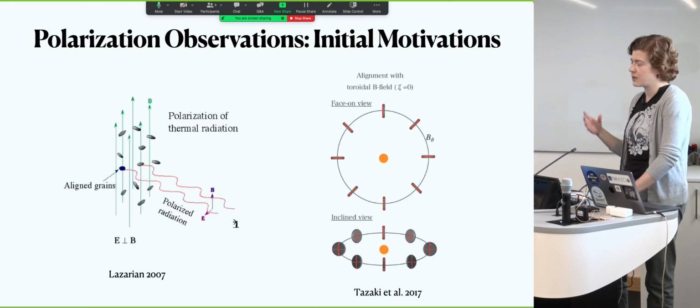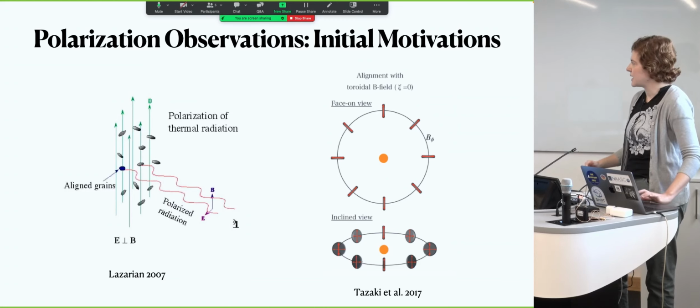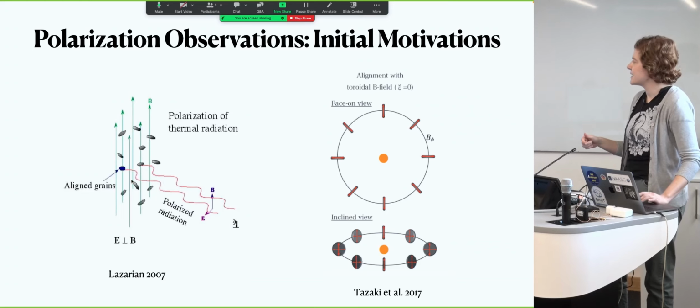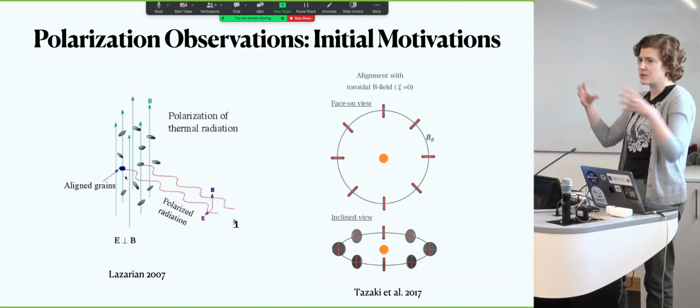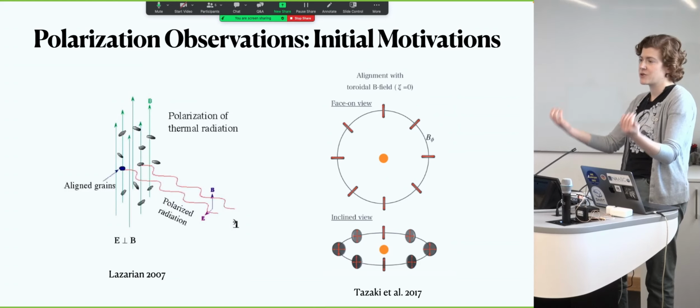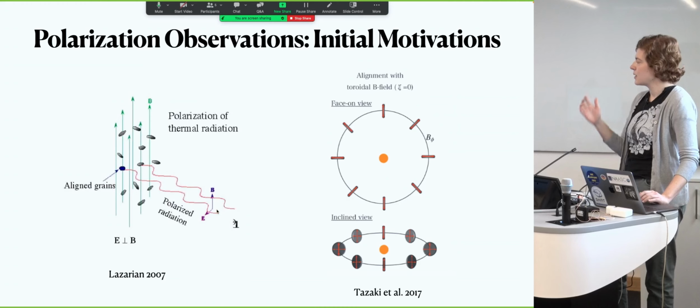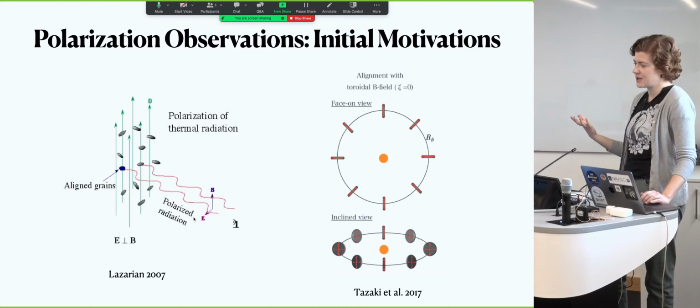You can use polarization observations to trace magnetic fields, because in the presence of a magnetic field, elongated spinning dust grains can become aligned with their short axes perpendicular to the magnetic field. Those elongated grains are going to preferentially emit radiation along their long axes. So you'll observe polarized emission where the direction of polarization is perpendicular to the magnetic field direction.